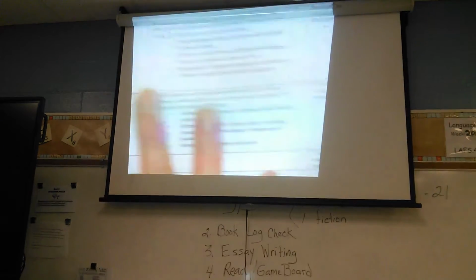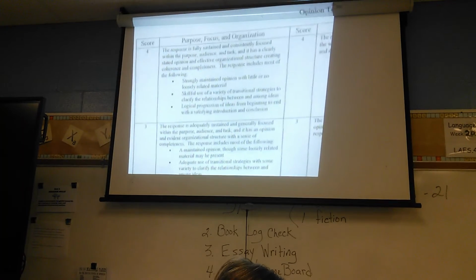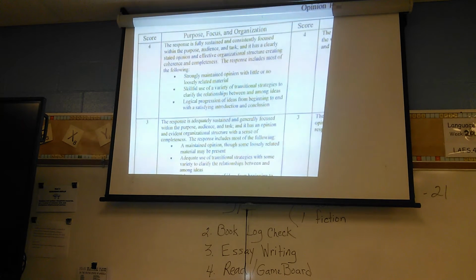All right, so now we're going to move over here. This category, purpose, focus, and organization. When we talk about purpose, focus, and organization, we're talking about several different things. And again, this is worth 4 points. Your purpose comes from the prompt. Did you read the prompt accurately, and did you respond appropriately to the prompt? They're asking you to write an opinion piece. Did you write an opinion piece?